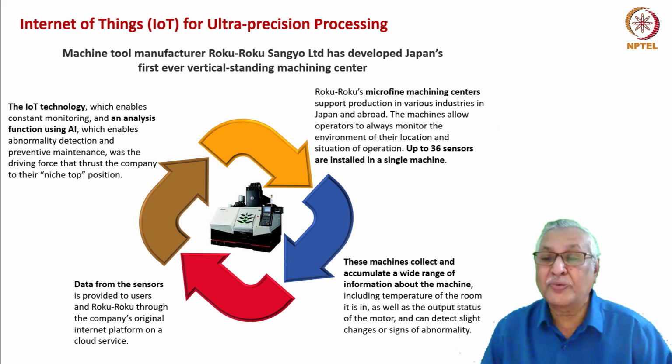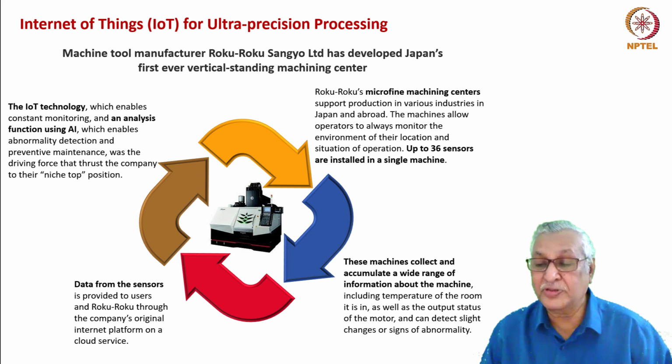Roku's microfine machining centers support production in various industries in Japan and abroad. The machines allow operators to continuously monitor the environment of their location and situation of operation. Up to 36 sensors are installed in a single machine, and the number will only go up. These machines collect and accumulate a wide range of information about the machine based on the data from the sensors, and that gets entangled with the company's original internet platform on a cloud service.